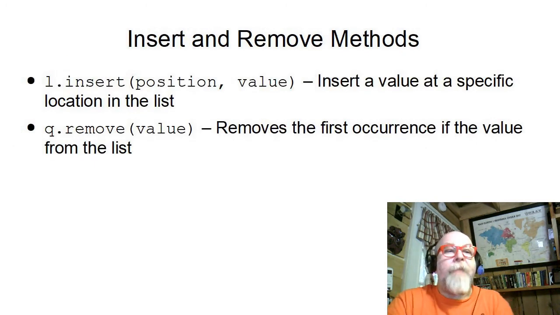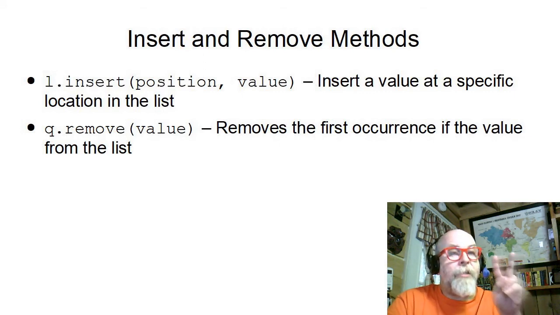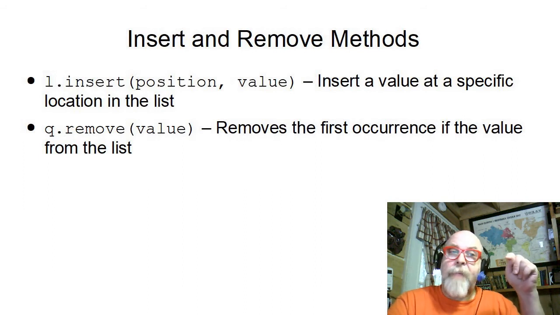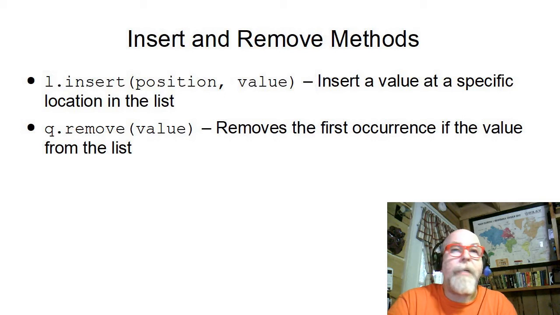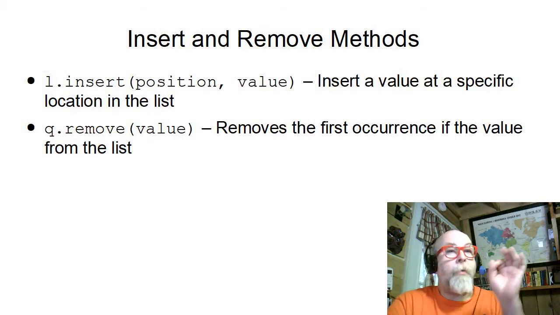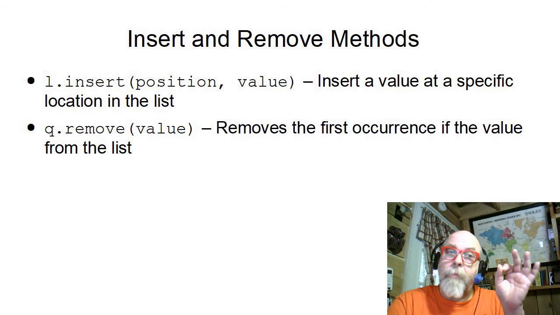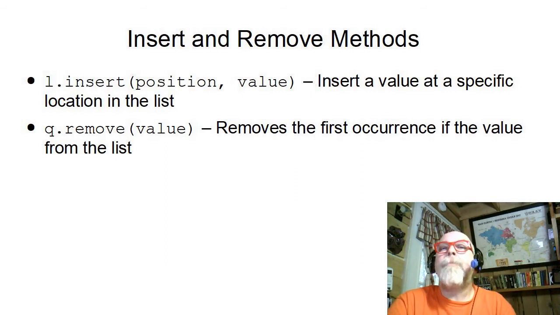The next 2 list methods are the insert method and the remove method. So again, starting with a variable that contains a list, I can say dot insert. Now, when I insert into a list, I've got to give it 2 values. The first value is the position in the list to insert that value, and the second argument would be the actual value to insert. Position 0 would be the first element in the list. Remember, they're 0 based.